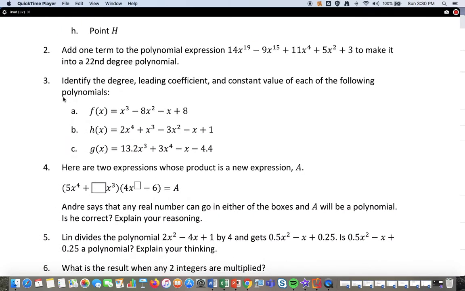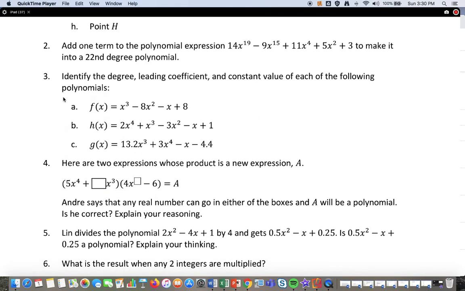Number 2, add one term to the polynomial expression 14x to the 19th minus 9x to the 15th, and so on, to make it into a 22nd degree polynomial. I think you could just add x to the 22nd. And now it's a 22nd degree polynomial.